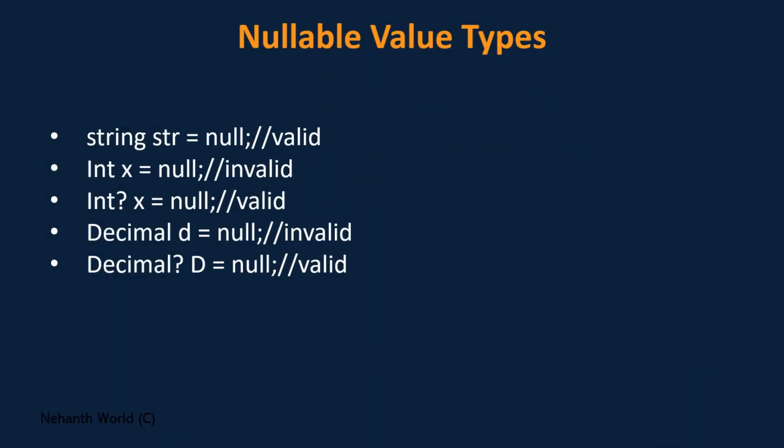These are some of the examples we can see here. String str equal to null is valid because it is a reference type. Int x equal to null is invalid, as we have seen just now. If you want to make that valid, you need to write int question mark x equal to null. The same case applies for decimal also. Decimal d equal to null is invalid. Decimal question mark d equal to null is valid. The question mark gives you the provision to store null values also. So that's about nullable value types.